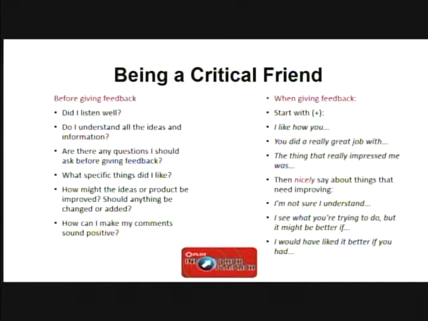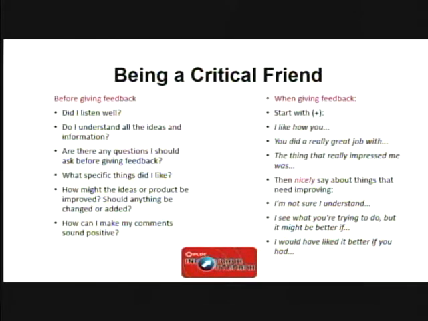O ano yan? Hindi lang yung good job. Ano yung good job na yan? Nice work. Nice work na you have to be specific. And then, I was really impressed with the idea you gave for this output, for the newsletter. Ganyan. Then after you say what you like about someone's work, you can nicely say what you do not like.